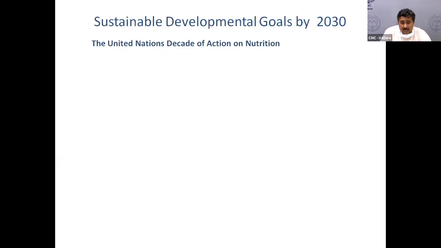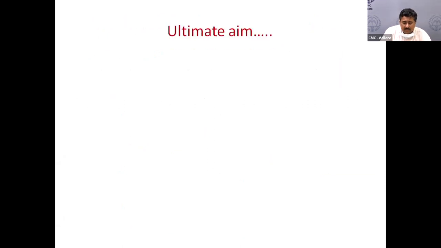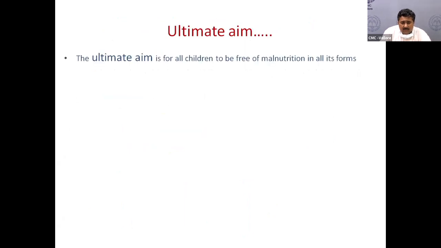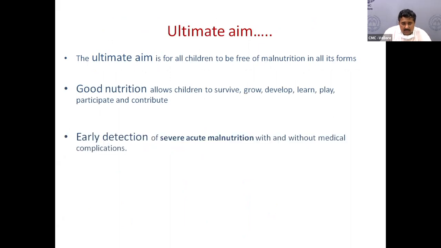We have our Sustainable Development Goals by 2030. We have multiple agendas, multiple programs for it. So the ultimate aim is for all children to be free of malnutrition in all its forms. Good nutrition allows children to survive, grow, develop, learn, play, participate, and contribute.